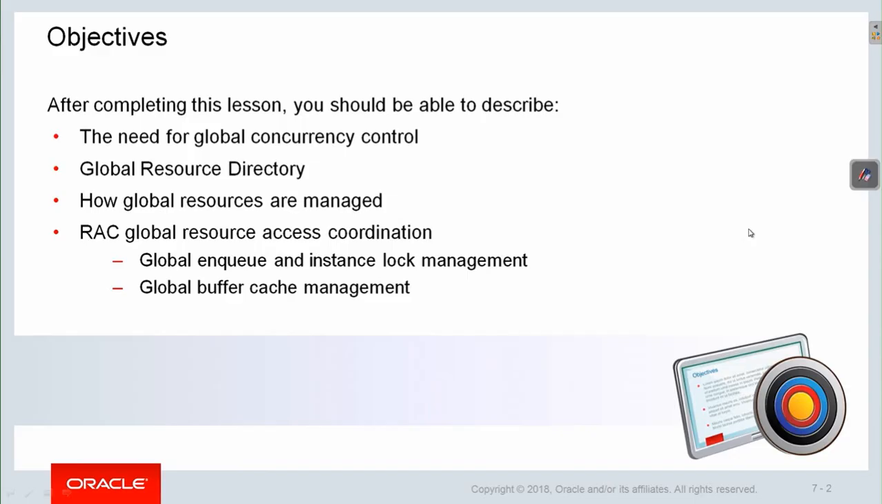After completing this lesson, you should be able to describe the need for global concurrency control. Here, the keyword is concurrency, and another keyword is global. So how do you control concurrency? That's the important part. And also, we will have to know what is a global resource directory and how global resources are managed, and RAC, global resource access coordination. And these are topics in this lesson.